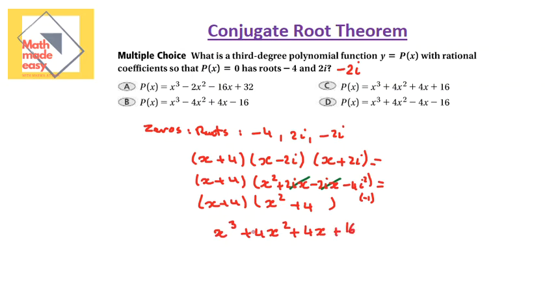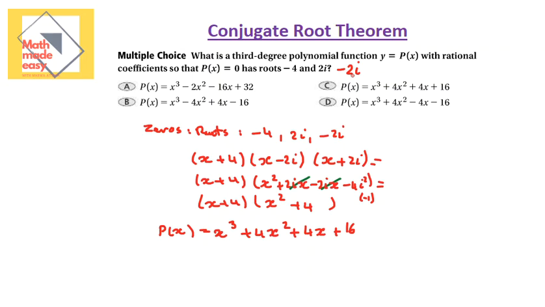This is the polynomial function they are looking for. This is p of x, which is equal to x cubed plus 4x squared plus 4x plus 16. And if I try to find the zeros for this polynomial function, I will find that they are negative 4, 2i, and negative 2i. I hope this has been helpful for you.